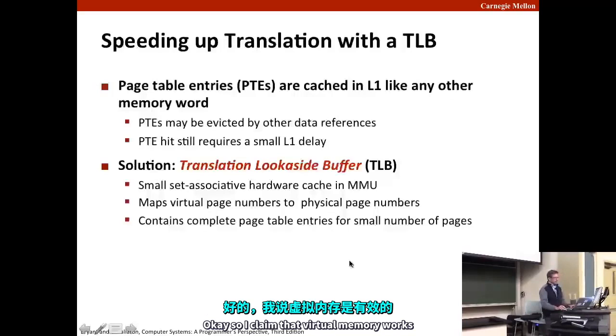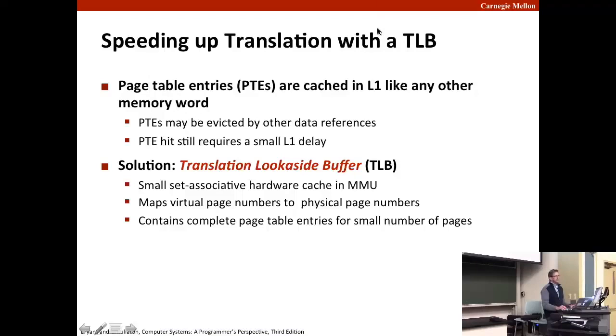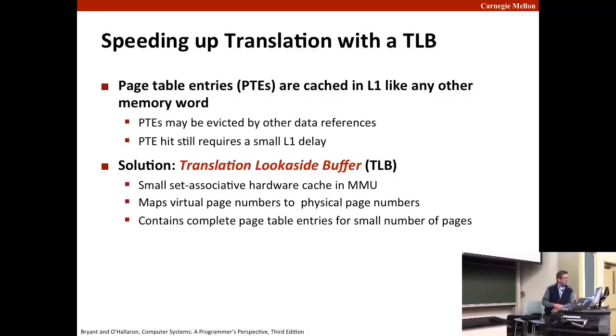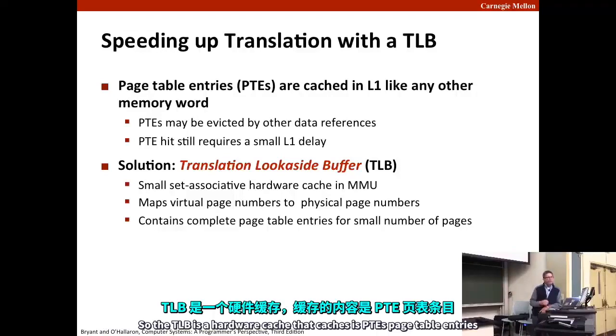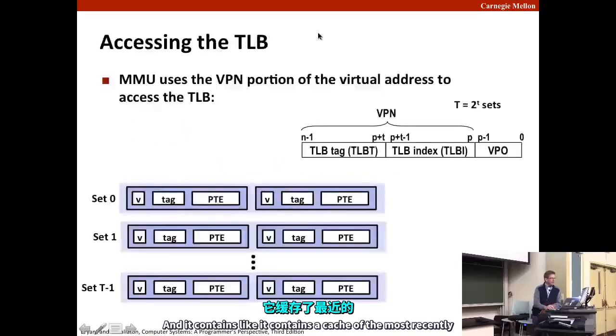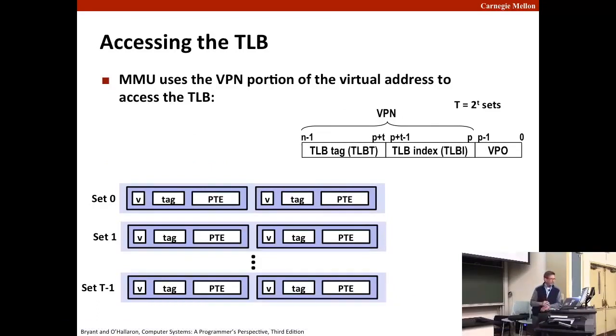Okay, so I claim that virtual memory works because of locality, and that's true, but if every time we had a miss we still had to go to memory, it would be too inefficient. Okay, so the MMU speeds up this translation process by caching page table entries in a hardware cache within the MMU called the translation look-aside buffer, or TLB. So the TLB is a hardware cache that caches PTEs, page table entries. And it's just like any other cache. So it contains a cache of the most recently used page table entries.